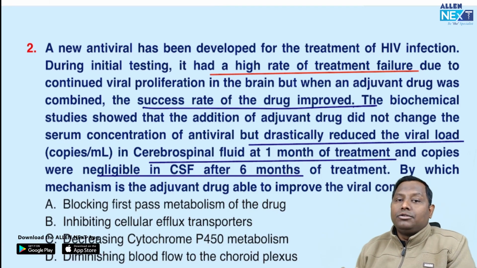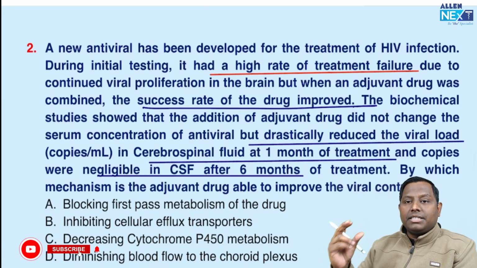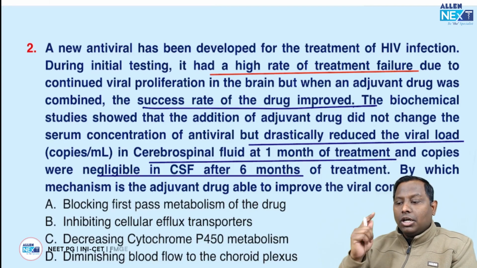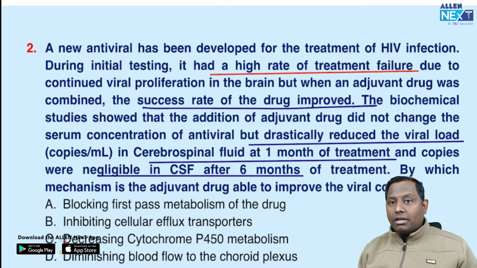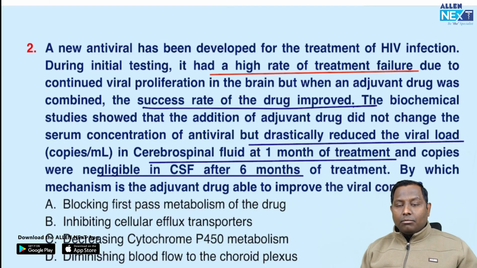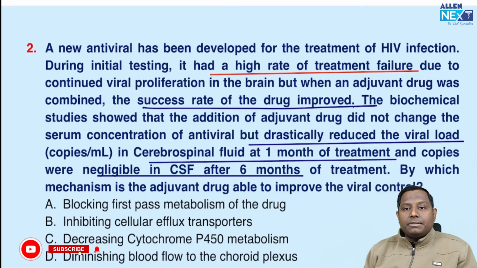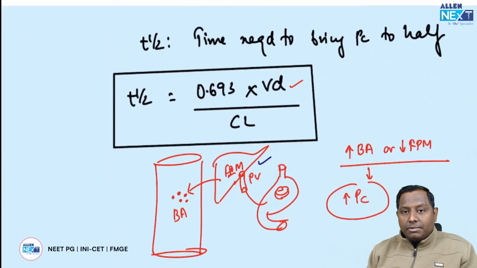Usually, whenever we give one drug alone and it's not responding, we add a new drug, and when we add the new drug, the overall plasma concentration of the antiviral drug will increase, but here they have not increased. So that means the new drug has simply boosted the effect of the other one, so it is having a boosting effect or blocking the first pass metabolism. What is first pass metabolism? The one that is happening in the liver, the one that I showed you here, is first pass metabolism.